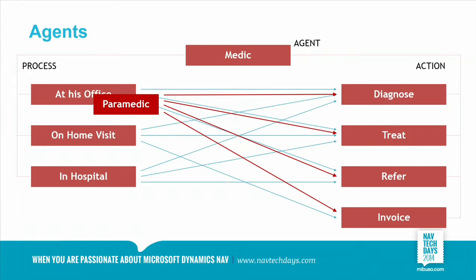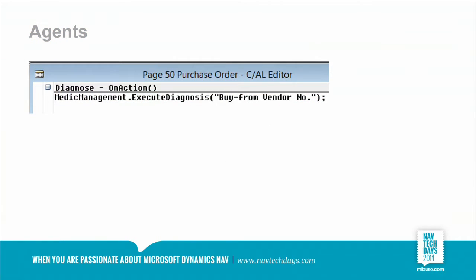To translate this into code, so that you maybe get an example of what I'm talking about, this is what we often have done in the past, and often still do. I still see that a lot in software. We have a diagnose action in a purchase order, and what we do is we call some code unit with some function. This code unit is a functional collection of everything that the medic does, and we pass a code field as a reference. And then whatever that action is, it's coded in that code unit.